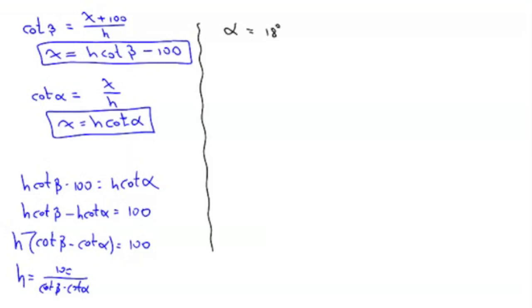So, does beta have to be bigger or smaller than 18 degrees? Smaller, because you're pulling further away, but the height is staying exactly the same. So it will be a little bit smaller. Let's say beta is equal to 16 degrees. So moving 100 meters back, we lose 2 degrees.